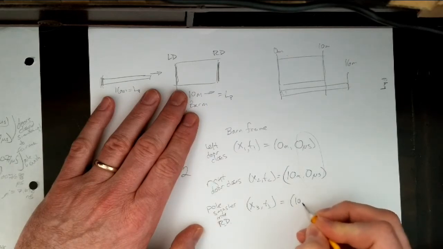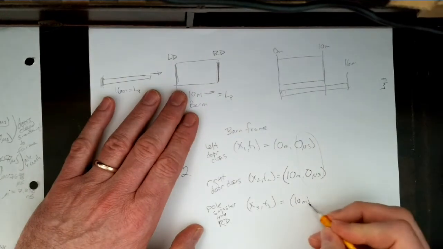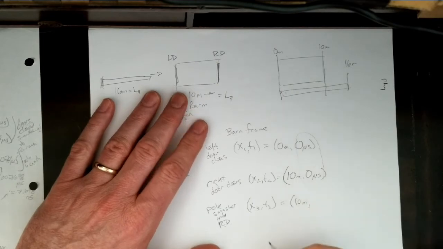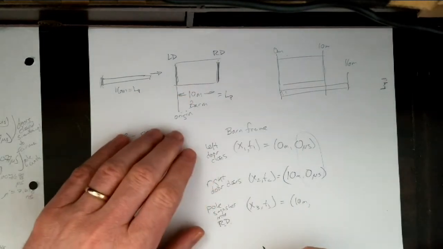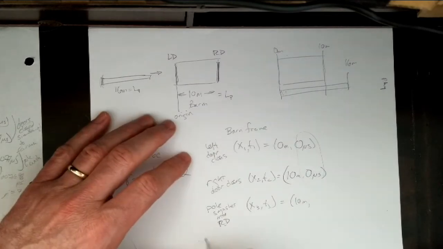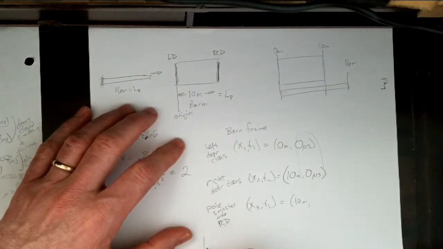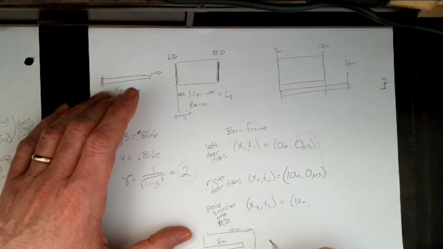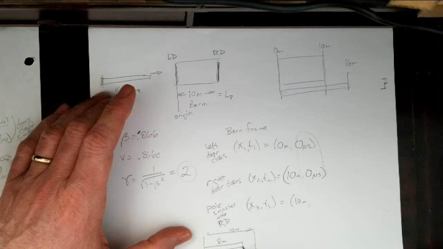And this will happen at the position of 10 meters. This is when the pole hits over here. And the time happens at, well, we know how fast this thing is traveling, and we just need to figure out how far it is going to go. When the pole is inside here, since gamma is 2, from the barn's point of view, the pole is only 8 meters long. So that's 10 meters. So the barn sees the pole as 8 meters long, from its point of view.